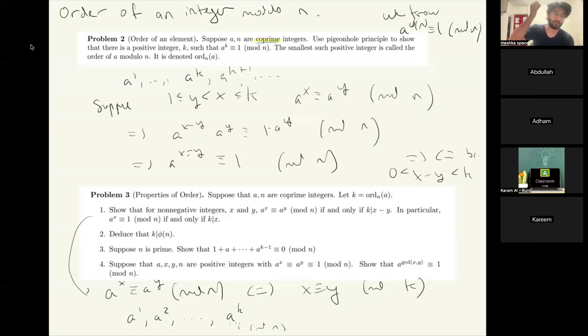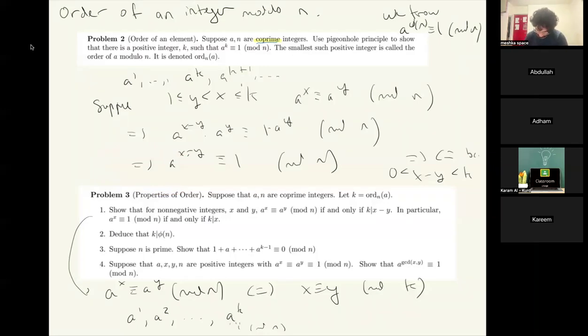So I want to point out it's very important here that we needed a to be coprime. Otherwise, this argument will fail. Where did we use that a is coprime? In this step, when we canceled a to the y from both sides, when we used lemma 0. And you can see if a is not coprime to n, this entire thing is false.